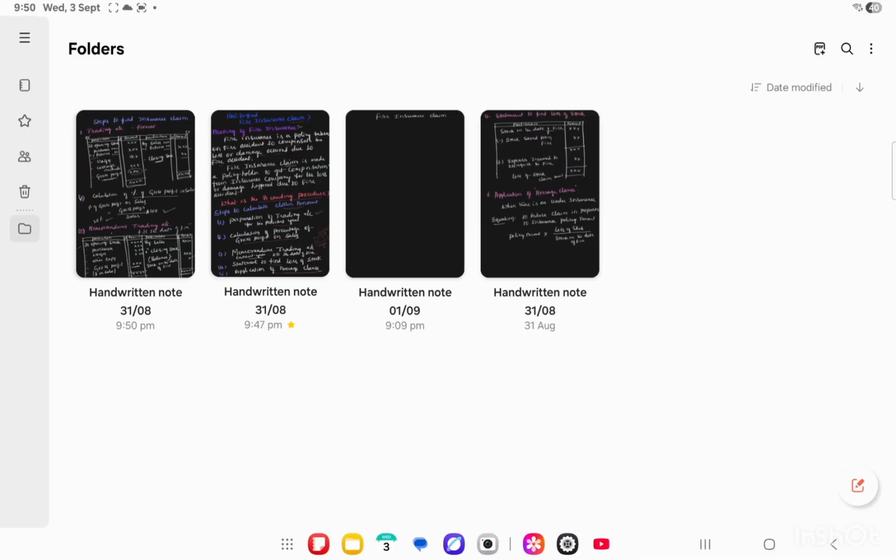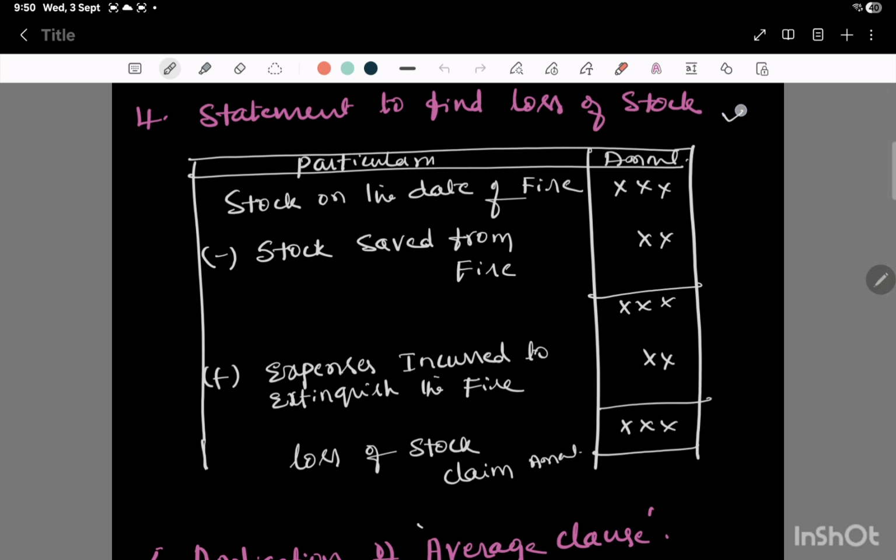And later you have to prepare a statement. What is that statement? To find the loss of stock. Stock on the date of fire as per the memorandum trading account, the closing stock you get, will be taken here. Sometimes even after the accident you may get some materials which are saved, not damaged, and that is to be subtracted. And all the expenses you have incurred to extinguish the fire are to be added. And this is the loss of stock. If the insurance is taken equal to the amount of stock, this becomes the claim amount.